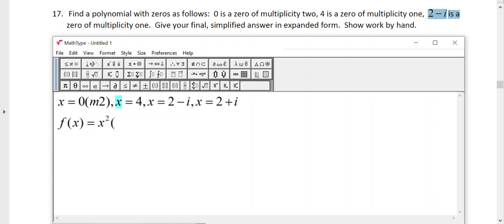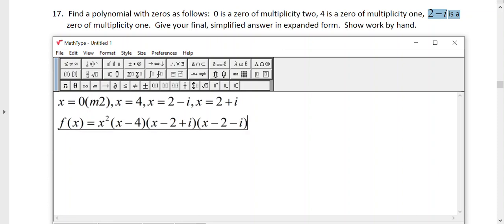Now, the next factor coming from x equals 4, if I subtract the 4 from both sides, that would give me x minus 4. And then the next factor coming from x equals 2 minus i, I'm going to subtract that 2 and add the i over. So I would have x minus 2 plus i. And then the last factor, subtract both the 2 and subtract the i. That will give us x minus 2 minus i.